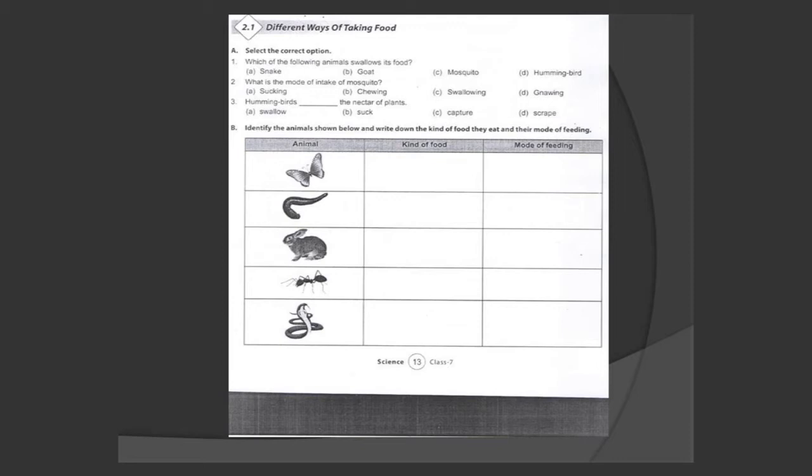Then the fifth one, snake. It eats small animals like rats and eggs of other animals, and the mode of feeding is swallowing. I hope you understand this. So these are the pages you need to fill up, and then the questions can be asked. Are you clear?